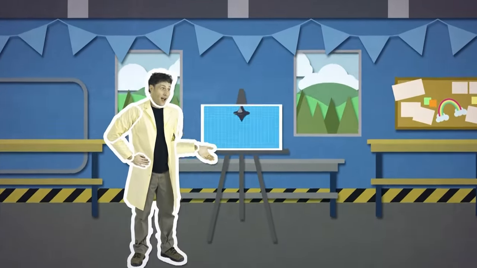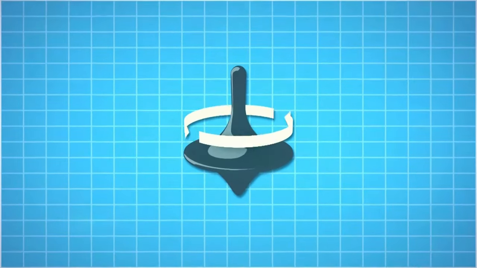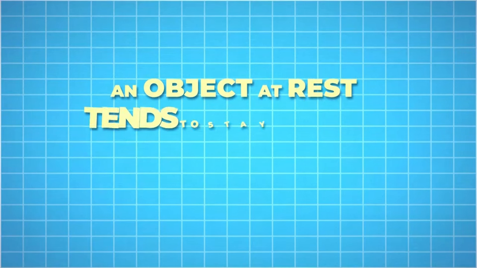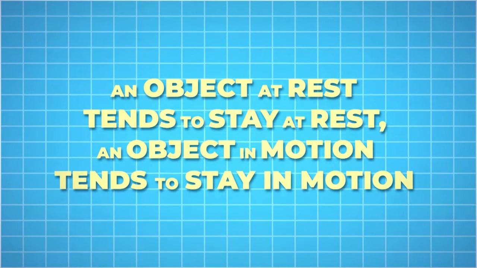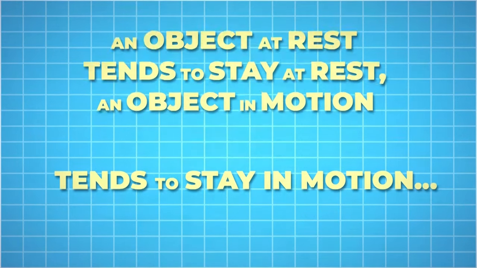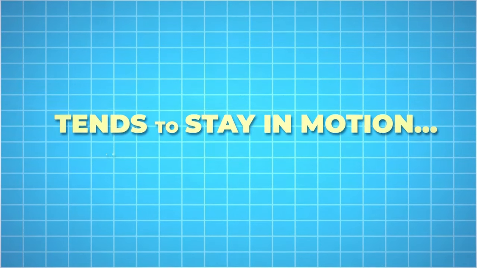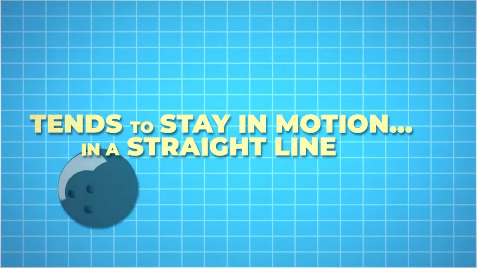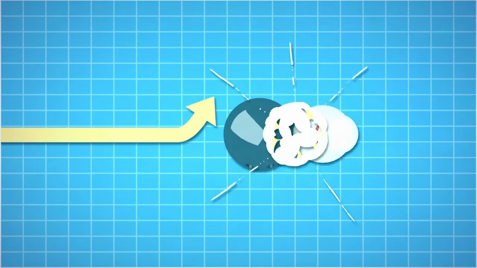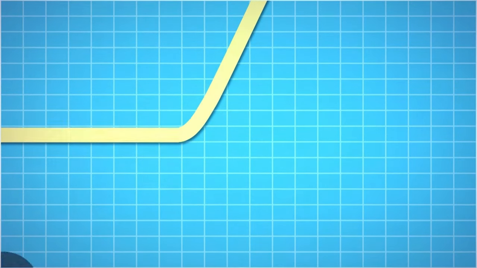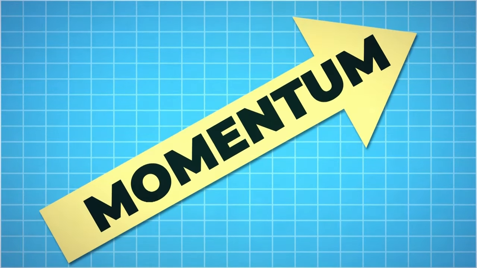Why does a top spin? Well, let's start with Newton's first law, which is an object at rest tends to stay at rest, an object in motion tends to stay in motion. But the in motion has another part. That object also wants to go in a straight line. If you think of a bowling ball rolling along, it would need another force to act upon it to make it change direction. We say that a moving object has momentum.